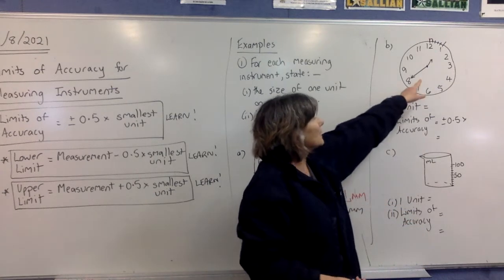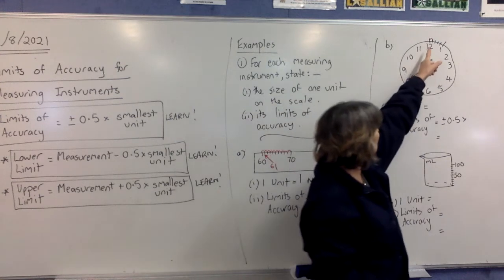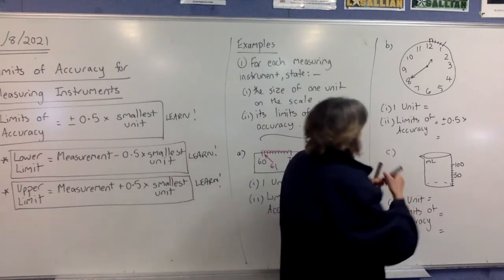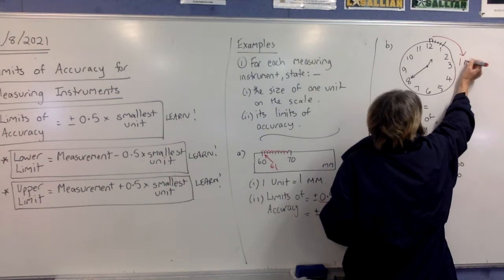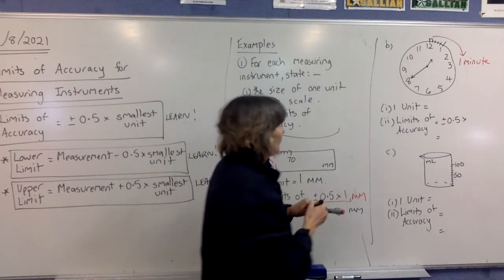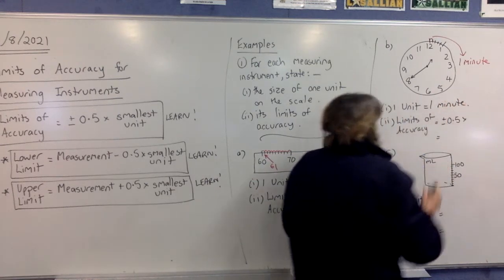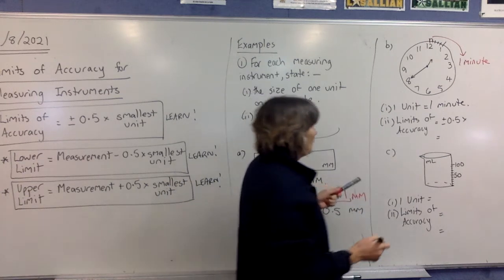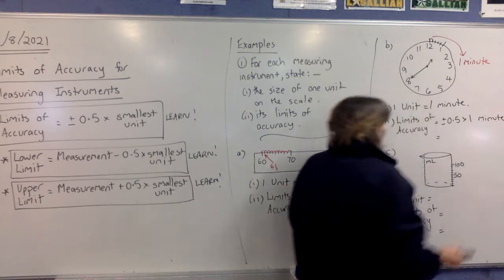So the minute hand is the one that moves quicker, okay? And every time it goes from one of these to the next, it's going through 1 minute. Right, so that spacing there is 1 minute. So that is the smallest unit that we have on our clock. So to get the limits of accuracy, we're going to do plus or minus 0.5 times 1 minute, because that's our smallest unit on our clock.